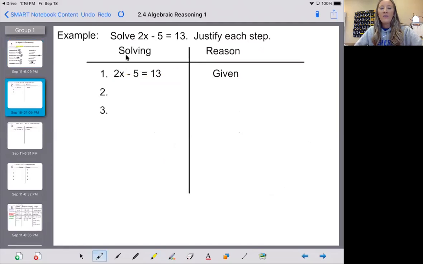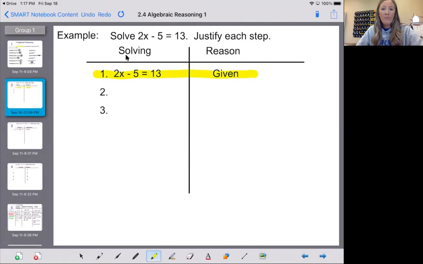So in this one, they want you to solve 2x minus 5 equals 13, and they want you to justify each step. So your first step on every one of these problems is going to be to kind of set up your problem. So this T right here is always going to have the word solving over here and then reasoning over here. So you're going to set up this T shape first. That's the very beginning. Your work does need to look exactly like this. So set it up as a T table, basically. Your first line will always be the same thing. It's always what they give you.